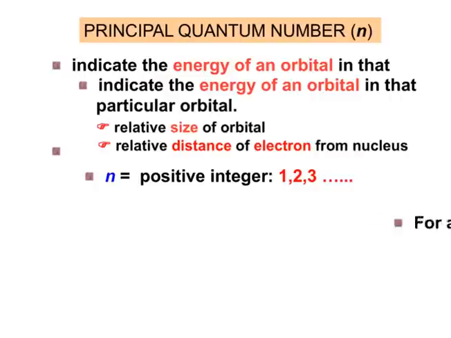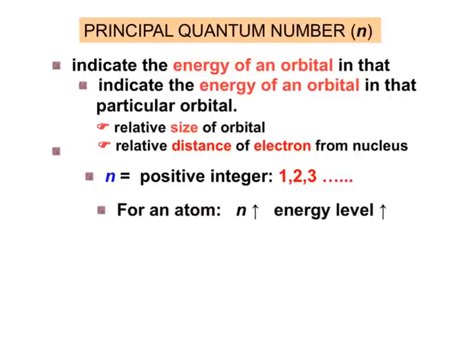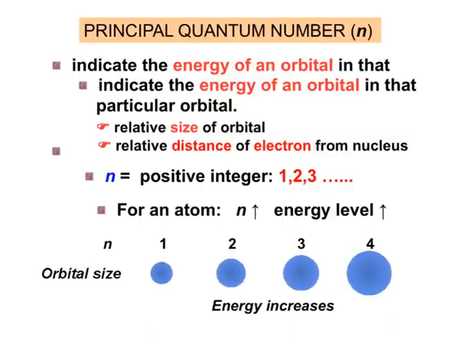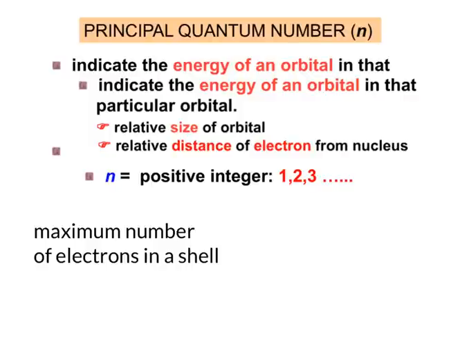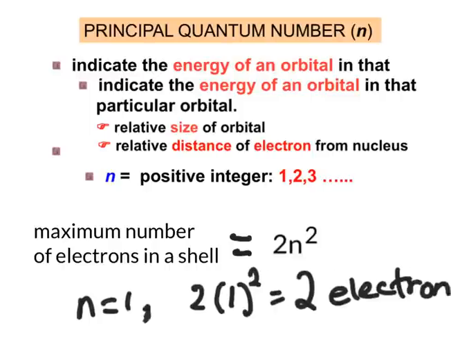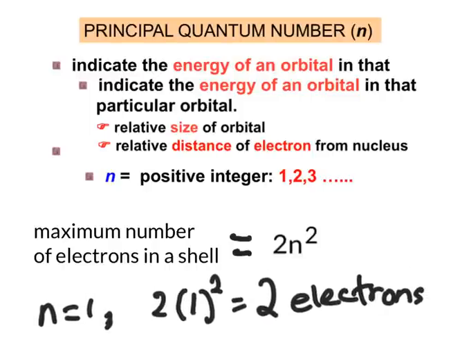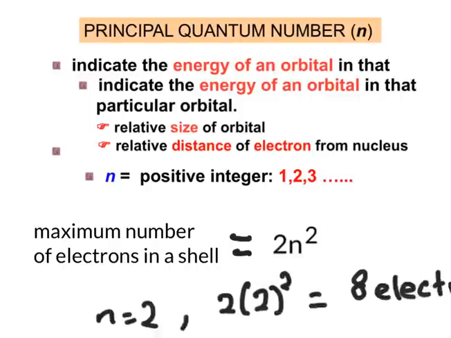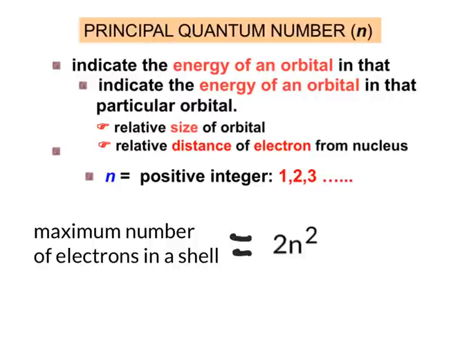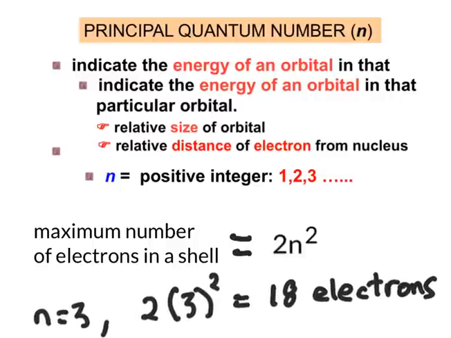As the n value increases, the energy level increases and the orbital size becomes larger. The principal quantum number also tells us that the maximum number of electrons that a shell can accommodate is 2n². It means that only 2 electrons occupy the first energy level, 8 electrons the second energy level, 18 electrons the third energy level, and so on.